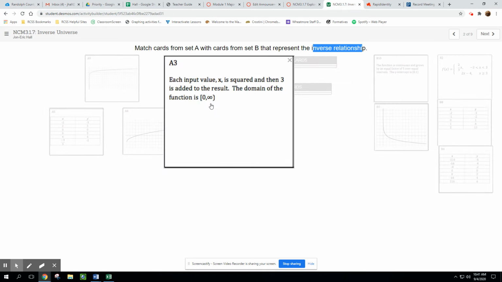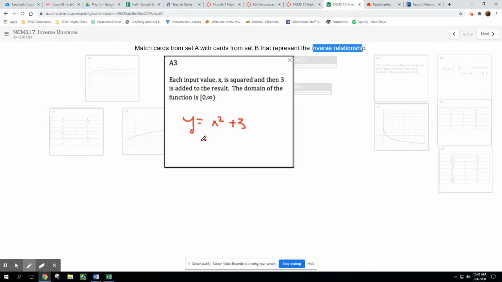So if you click the card, it'll pop up and you can see each input value x is squared and then 3 is added to the result. The domain is given as 0 to infinity. Now, when we did this in class, we wrote this function down, and bear with me because I'm writing with a pen on a mouse. And so what we said is that this is going to equal y equals, right, each input value x is squared, so x squared, and then 3 is added to the result, so x squared plus 3.